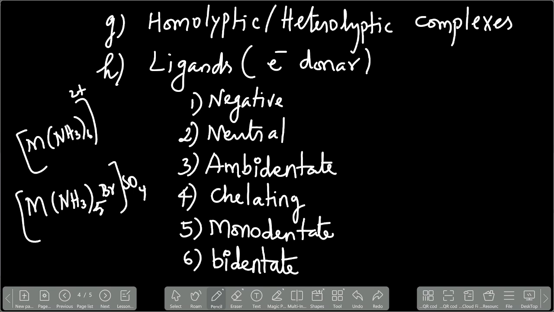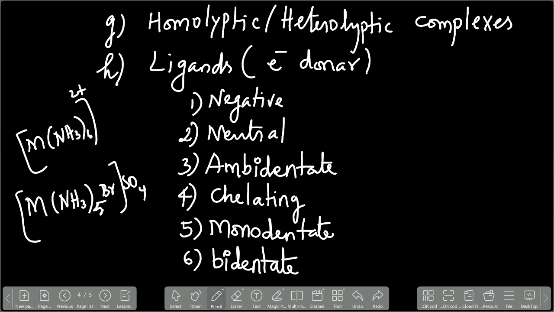When ligands carry a negative charge, they are called negative ligands, and are capable of donating electrons to the central atom. And neutral ligands: ligands do not carry any charge but are capable of donating electrons to the central atom.